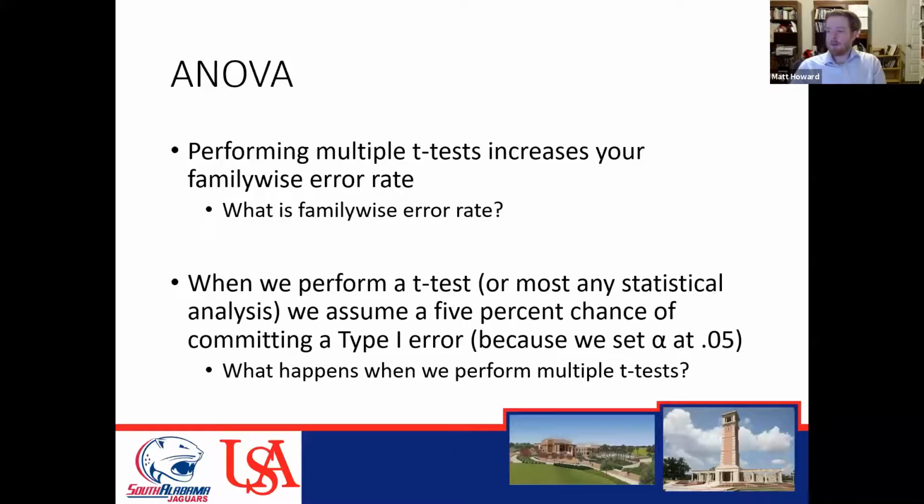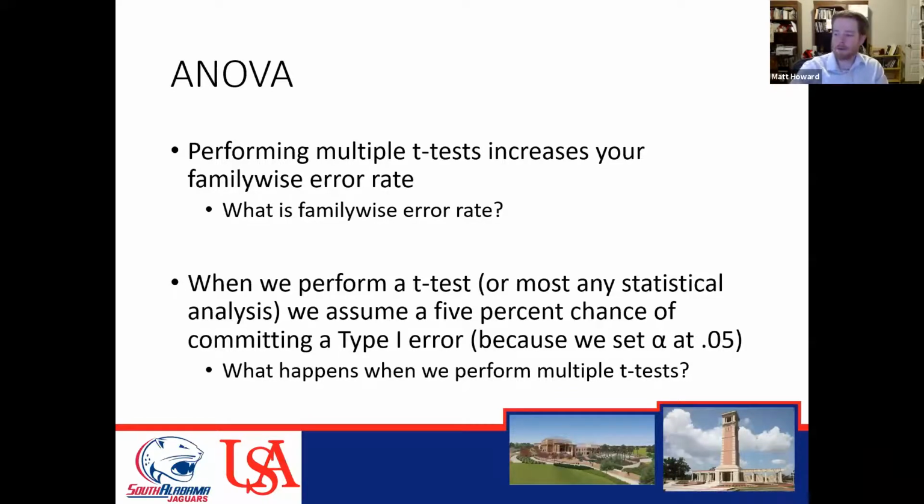When we perform a t-test or most any statistical analysis, we typically assume a 5% chance of committing a type 1 error. And that's because we set the alpha of 0.05. So whenever we perform a t-test or any statistical analysis, we typically assume a 5% chance of committing a type 1 error, because we set that ourselves by setting an alpha of 0.05.